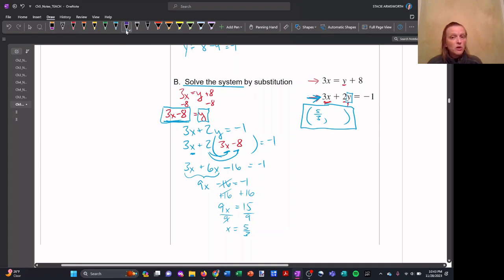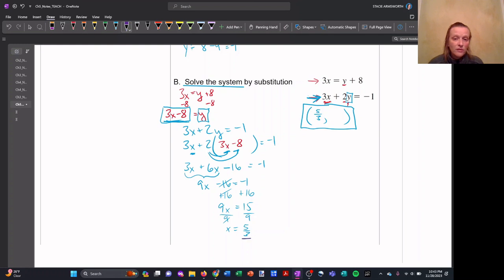How do I get the y value? By taking this x value and replacing it in one of the original equations. So when I look at the original equations, I think this equation maybe looks simpler. Seems to have less going on. So I'm going to write that equation down. And then I'm going to replace that x with the value that we determined, that 5/3 fraction, equals y plus 8.